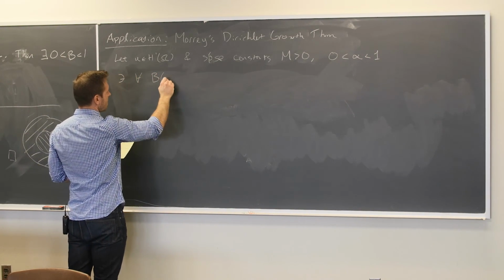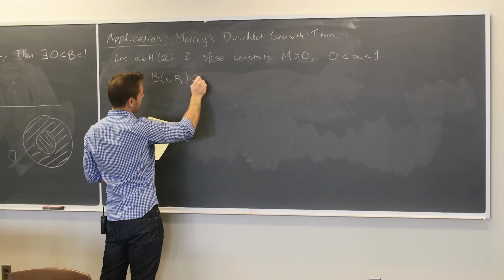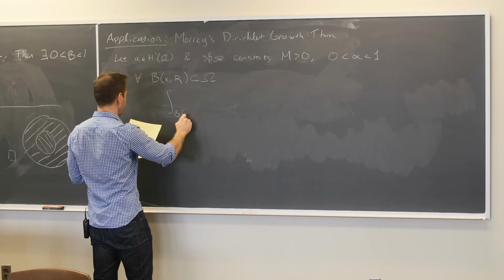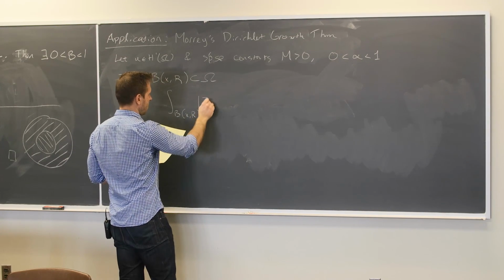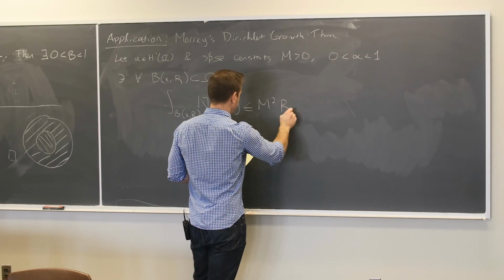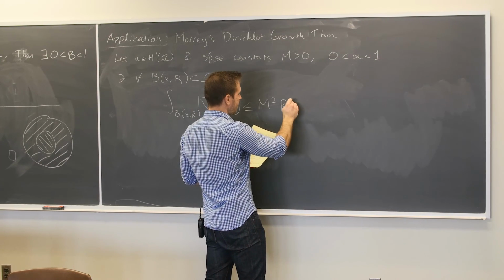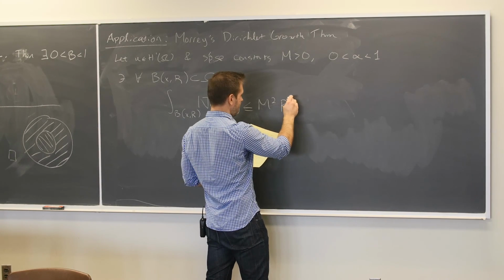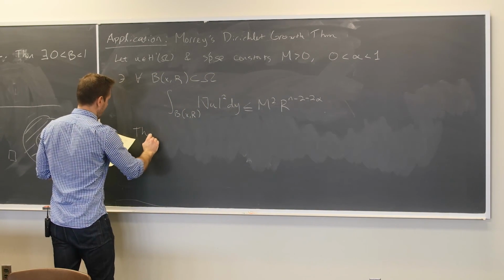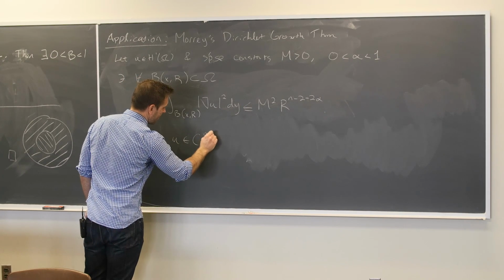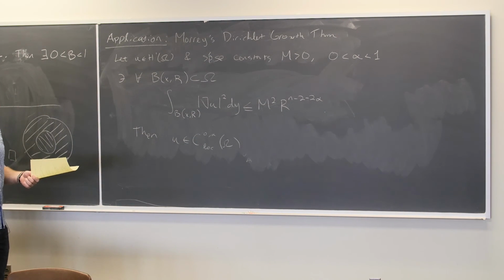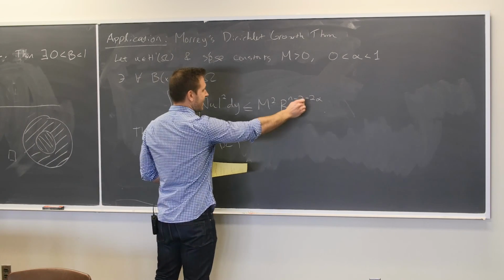for all balls in omega, this integral holds, that the energy of U over any ball is bounded by some power of its radius. So if we have that, then we have that U is C0 alpha of omega.